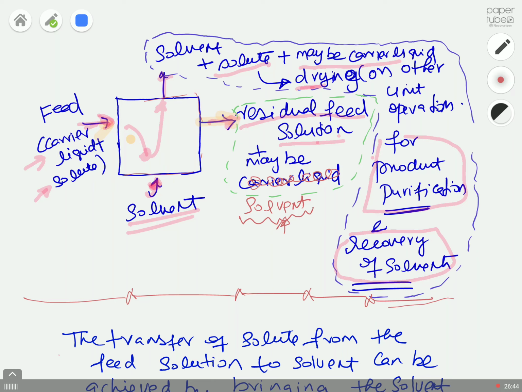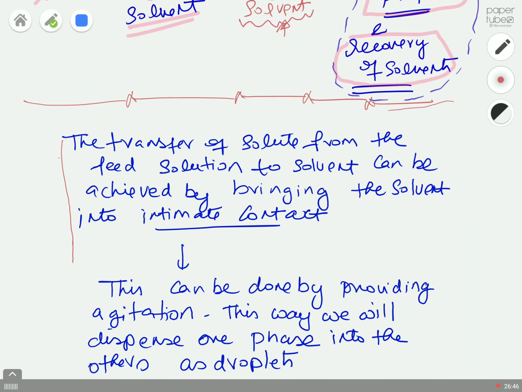Now go to the next part, which I typed already here. The transfer of solute from the feed solution to solvent can be achieved by bringing the solvent into intimate contact. I'm going to stress this point: intimate contact. I will try to make a small video on this one.